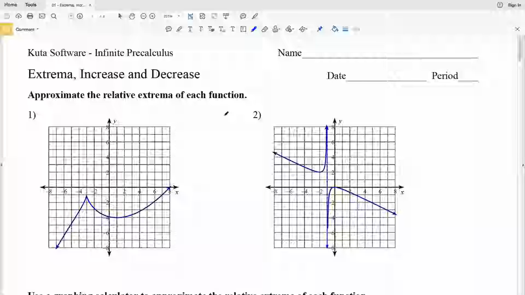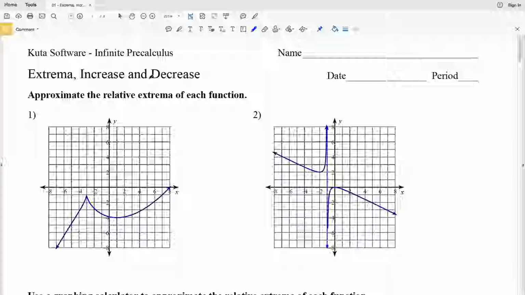Now for numbers 1 and 2, we're going to approximate the relative extrema of the function. Relative extrema will either be a relative maximum or a relative minimum. A relative maximum is an extremum that's higher than any of the points nearby. A relative minimum is an extremum that's lower than the points nearby.